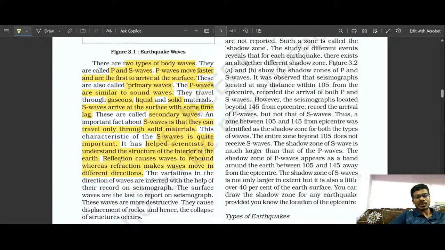So two terminologies are there. Reflection causes waves to rebound: for example, if the waves are coming and striking, they will rebound, meaning come back down. Refraction is when the wave moves in a different direction, not just in one single direction. The variation in the direction of the waves is inferred with the help of their record on the seismograph.